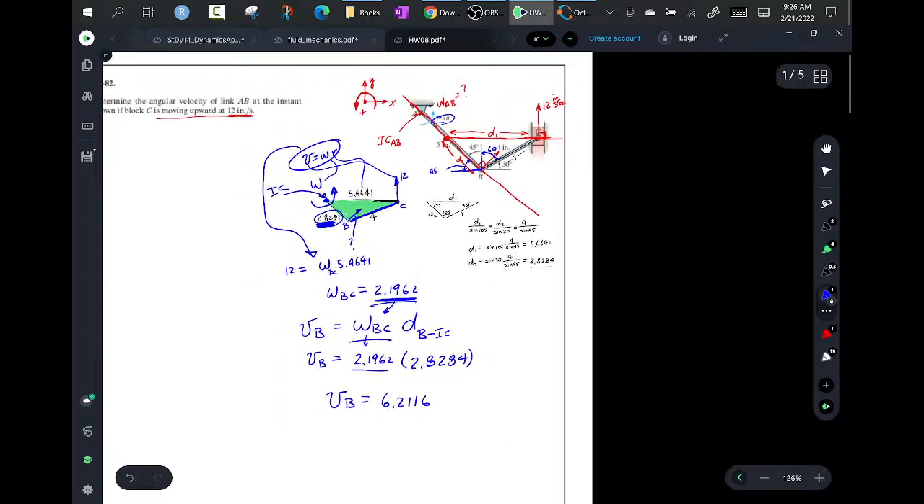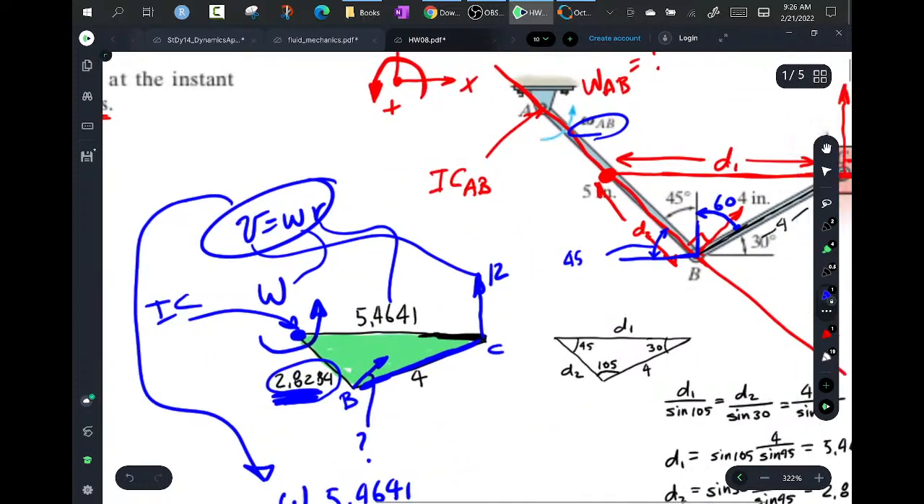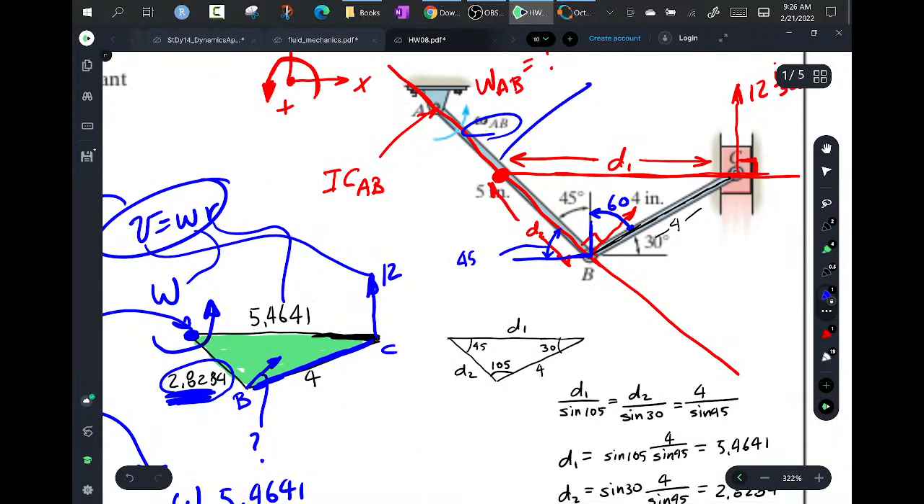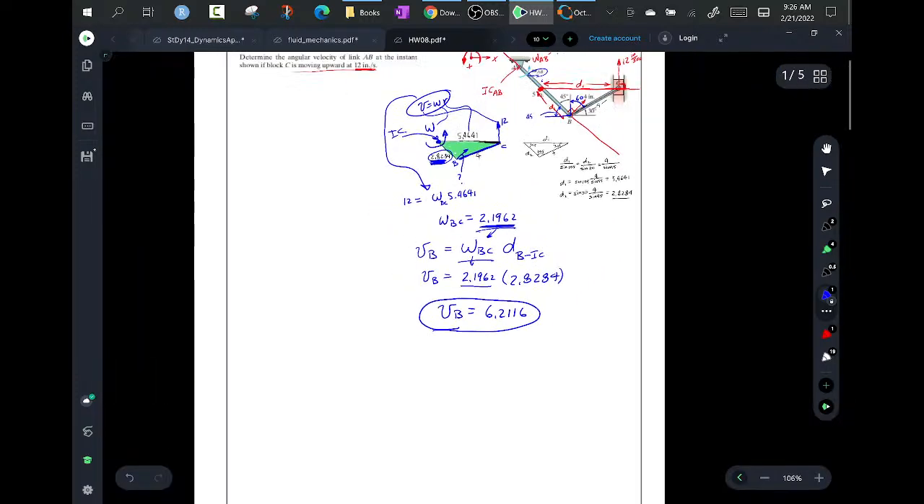Now, I haven't completely answered the question, but I do know the velocity of B, which is common to both this link and the other one. So point B sits on this link, it also sits here. So now if I imagine that I'm only focused on the link AB, I'll just try to mimic the drawing the best I can.